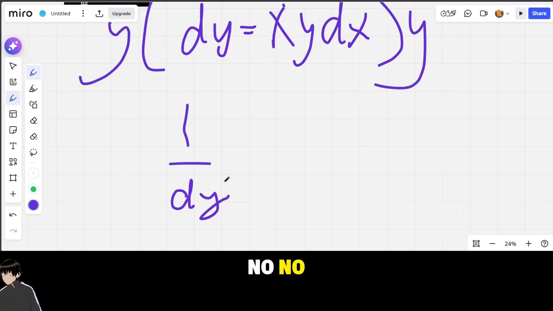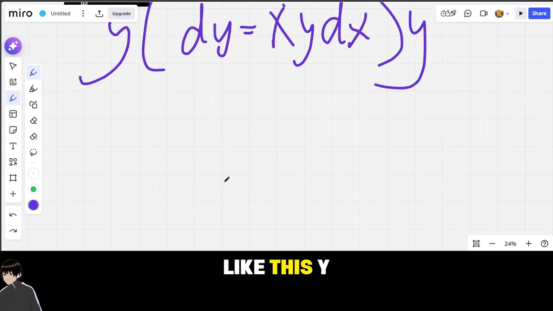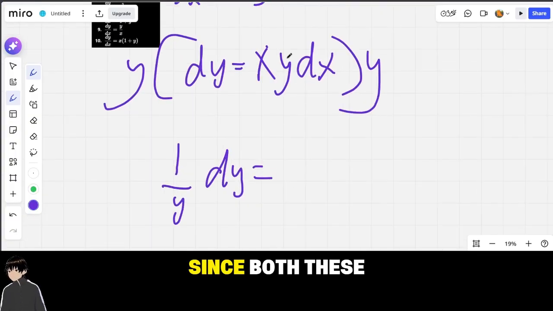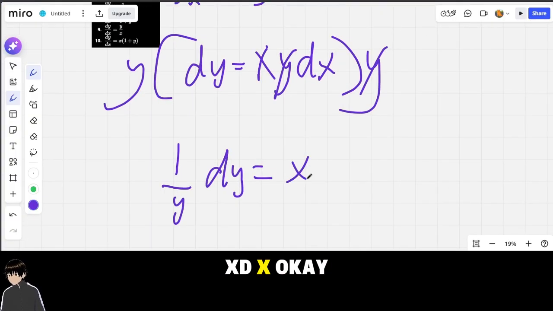No, no, no. You have to divide it like this. 1 over y dy, and then since both these cancel, you have x dx. Okay.